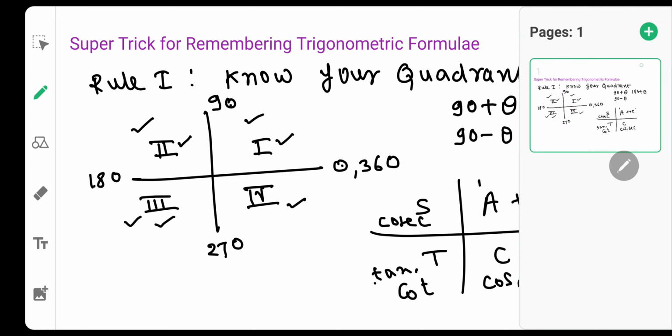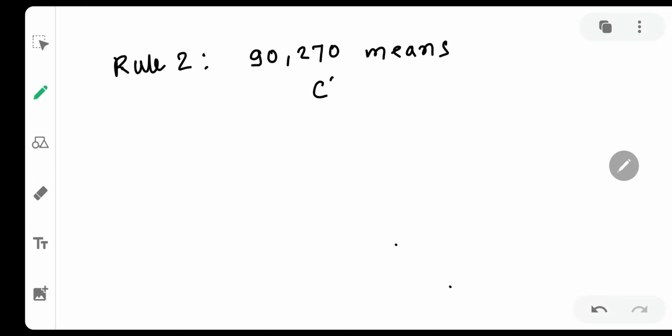Now the rule 2 is a lot simpler. Rule 2 says that 90 and 270 means change. This is your rule 2. 90 and 270 means change. Now what does that mean?